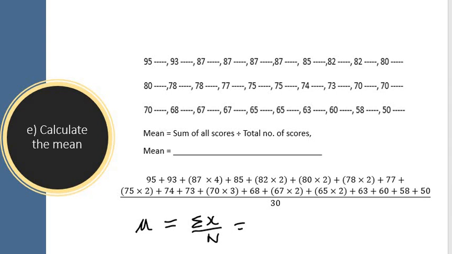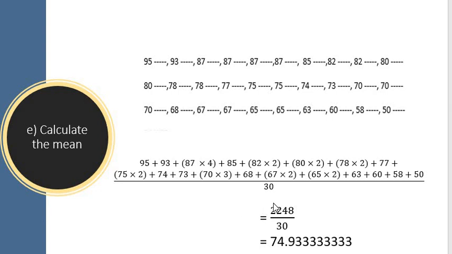So let's put that in our calculator and see what we get. So we got 2248, that's 2248 divided by 30. And what that gives us is 74.933 recurring. If you want to put that to three significant figures, that would be 74.9. So we just write from here up to this point, 74.9.